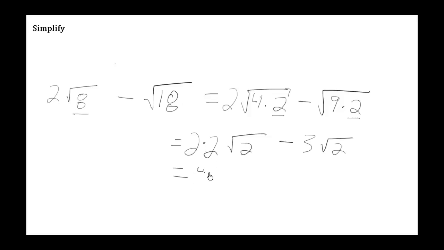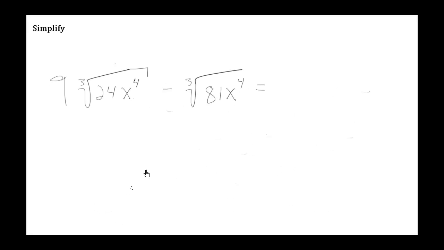2 times 2 is 4, so I got 4 root 2 minus 3 root 2. These are definitely like terms. Keep the root the same and the inside the same, and then subtract the coefficients. 4 minus 3 is 1. We get 1 root 2, which is just root 2. Okay, let's try one more.